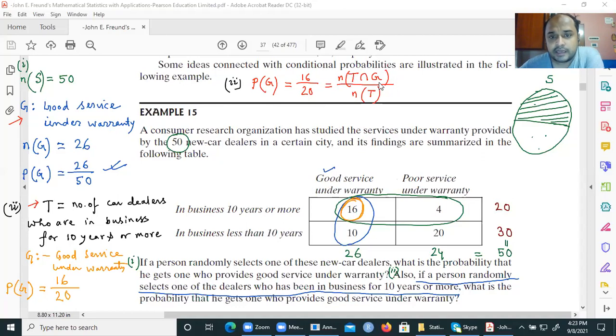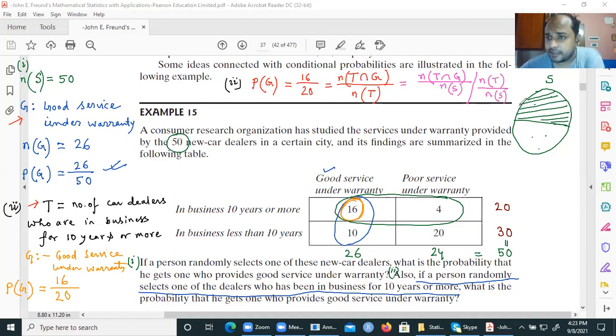Here we can do a little bit of maths quickly, and you will find what is happening. Now, if I write this quantity n of T intersection G, and divide it by the sample space size n(S), and do the same thing in the denominator, dividing n(T) by n(S), nothing will change because n(S) and n(S) will cancel each other.